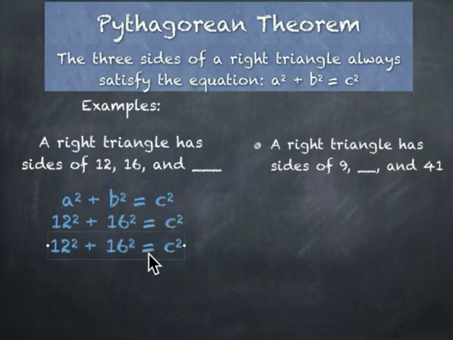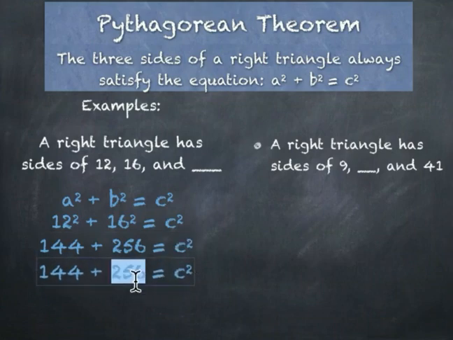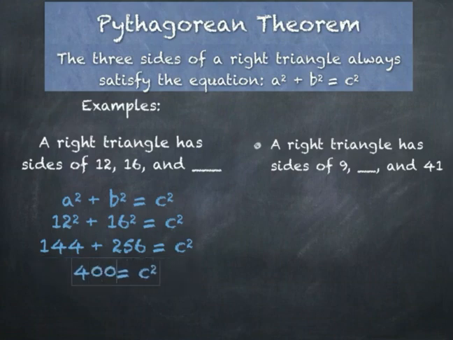So if we do a little arithmetic, 12 squared is 144, and 16 squared is 256. If we add those together, we get 400. And that means that c squared is 400. Taking the square root of both sides gives us a side length of 20.